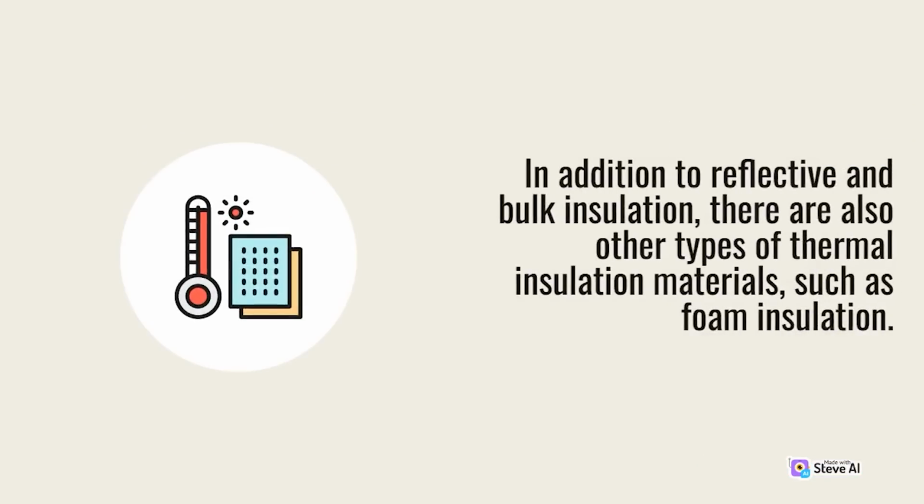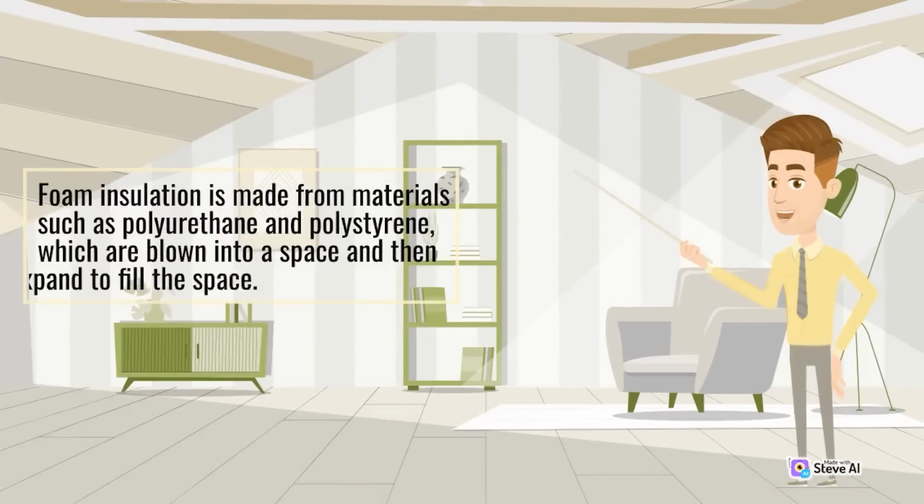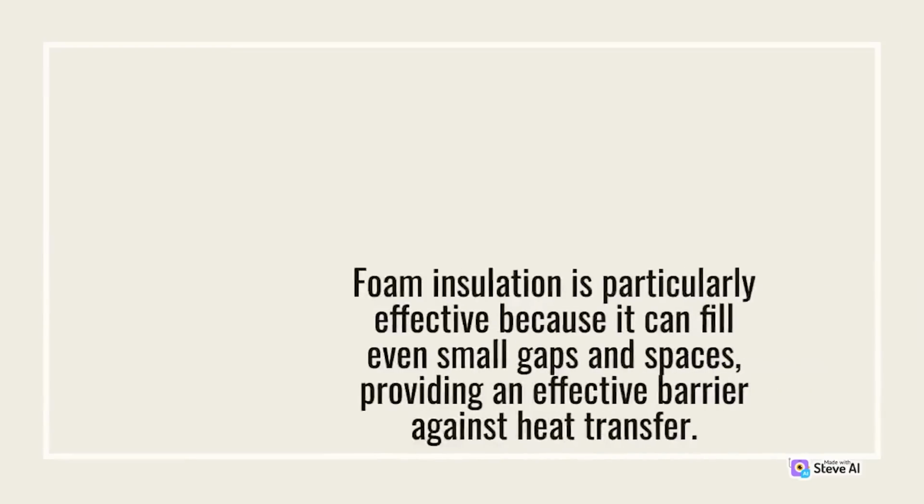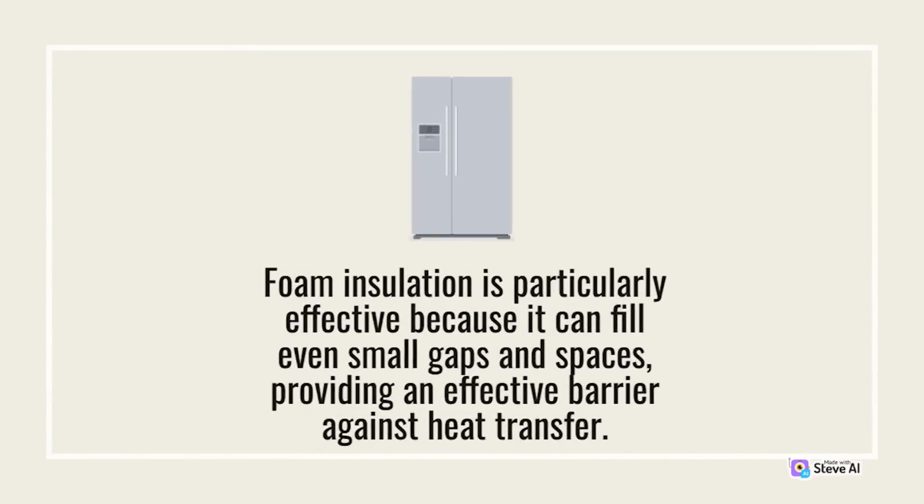In addition to reflective and bulk insulation, there are also other types of thermal insulation materials, such as foam insulation. Foam insulation is made from materials such as polyurethane and polystyrene, which are blown into a space and then expand to fill the space. Foam insulation is particularly effective because it can fill even small gaps and spaces, providing an effective barrier against heat transfer.